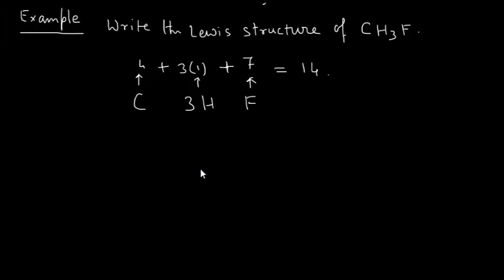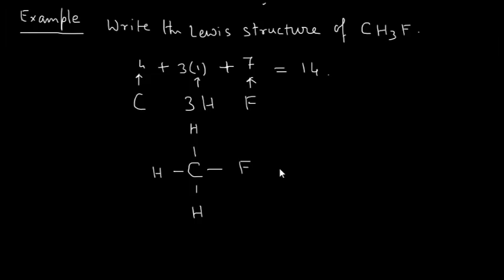Now let us form the bonds. Since carbon will be in the middle, it has 4 valency. 3 valence electrons it will share with hydrogen to form 3 covalent bonds, and 1 it will share with fluorine to form a bond. Here hydrogen is stable now, getting the helium configuration of 2 by sharing electrons with carbon. Carbon is also stable, having 8 valence electrons, sharing with 3 hydrogen and 1 fluorine atom.